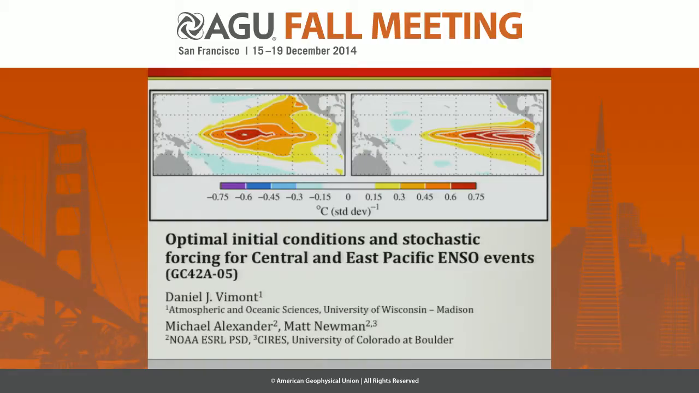So, I'm going to talk about optimal initial conditions and stochastic forcing for central and E-specific ENSO events, and a lot of this talk has been set up very nicely by some of the talks before, so I'll skip through some of the stuff. But this is work that I've done with Matt Newman and Michael Alexander. And the impetus for this was really inspired by some conversations with Cecile Penland, who suggested targeting analysis using specific norms.